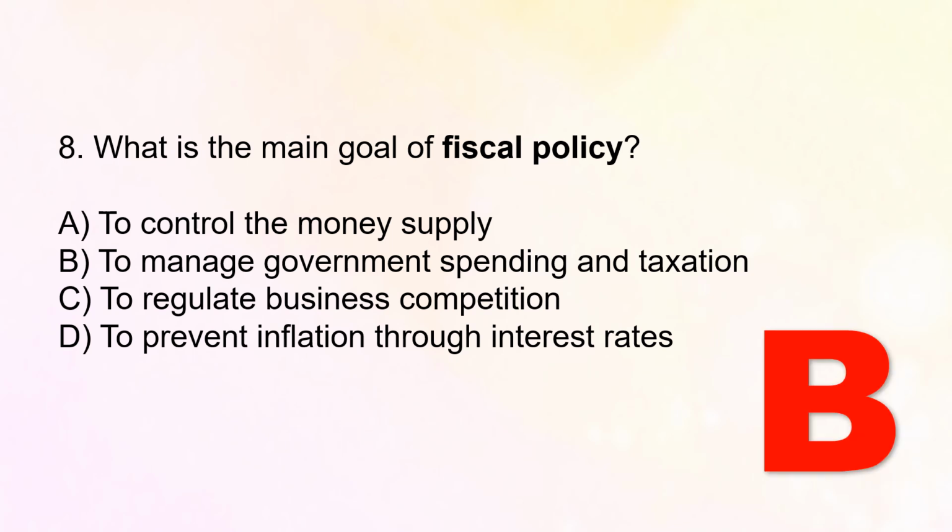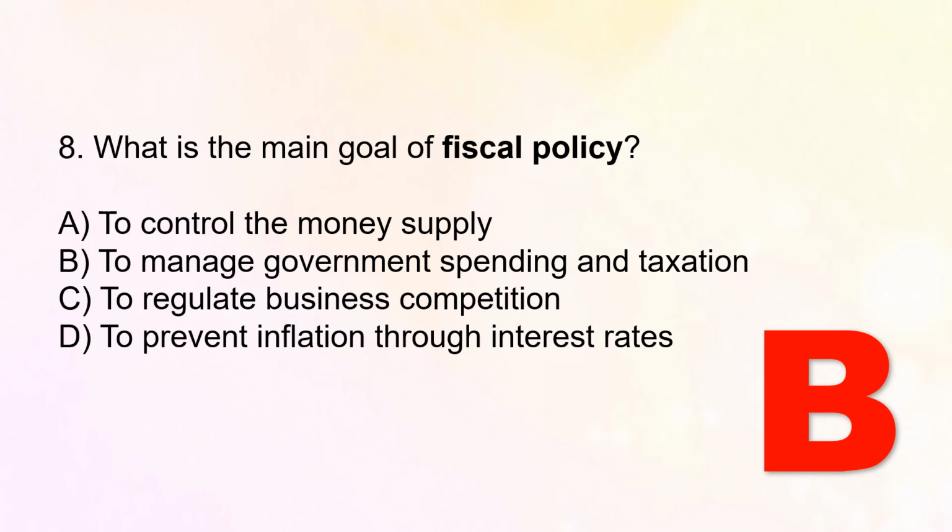The correct answer is letter B because fiscal policy refers to government decisions about taxation and spending to influence economic activity. Again, the main goal of fiscal policy is to manage government spending and taxation. Letter A is incorrect because monetary policy, not fiscal policy, controls the money supply.